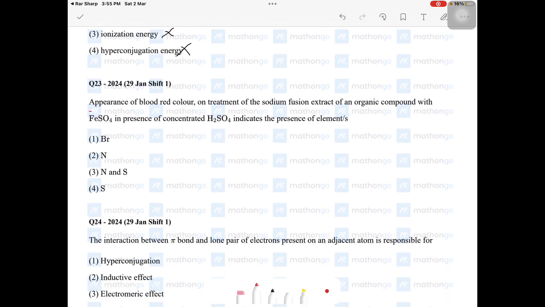Next, question number 23. Appearance of blood red color on treatment of sodium fusion extract of an organic compound with FeSO4 in presence of concentrated sulfuric acid indicates the presence of elements. Third one is right, nitrogen and sulfur.